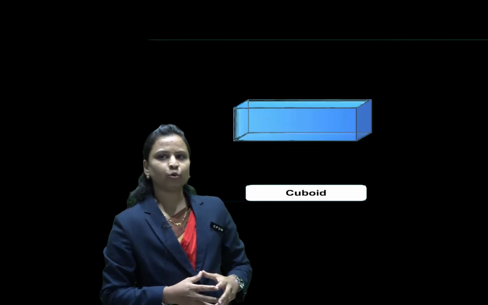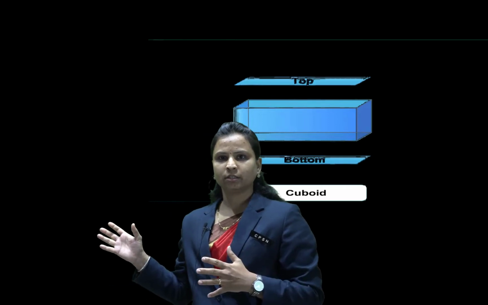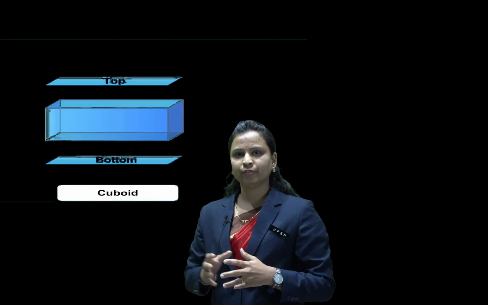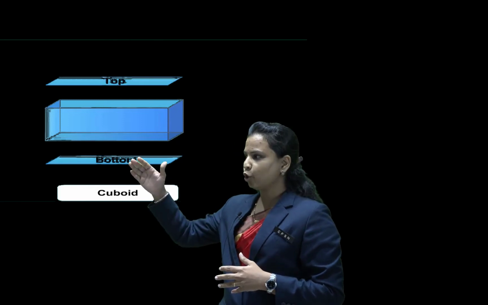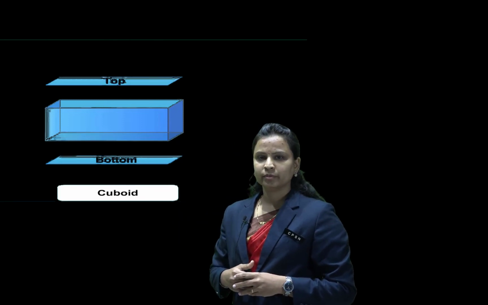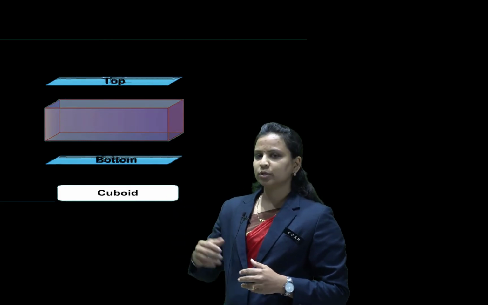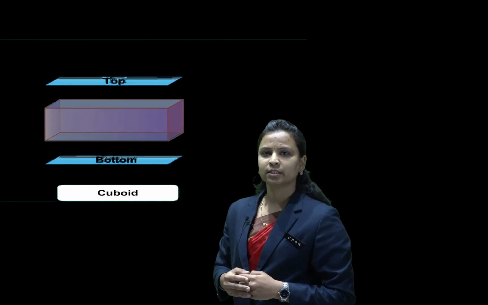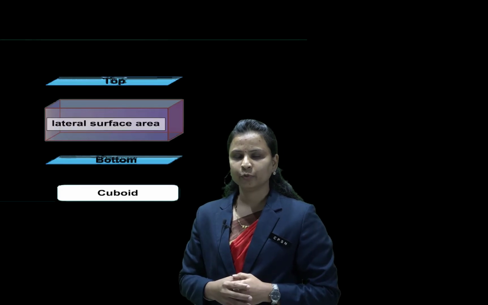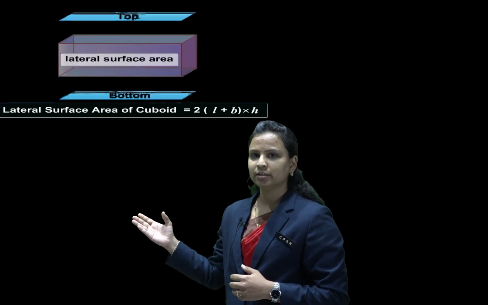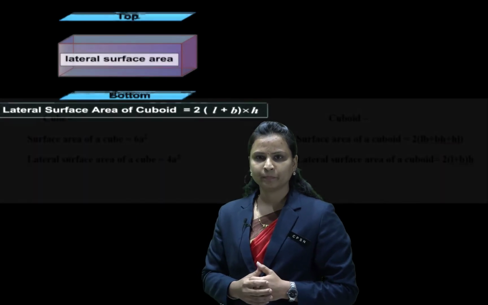Suppose out of these 6 faces, we consider the area of only 4 faces, leaving the top and the bottom. In such cases the area of all these 4 surfaces is called the lateral surface area of a cuboid or cube. So, this is a lateral surface area.